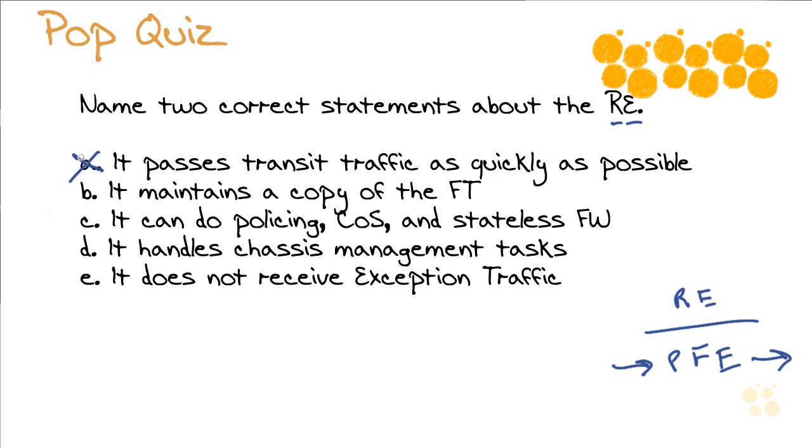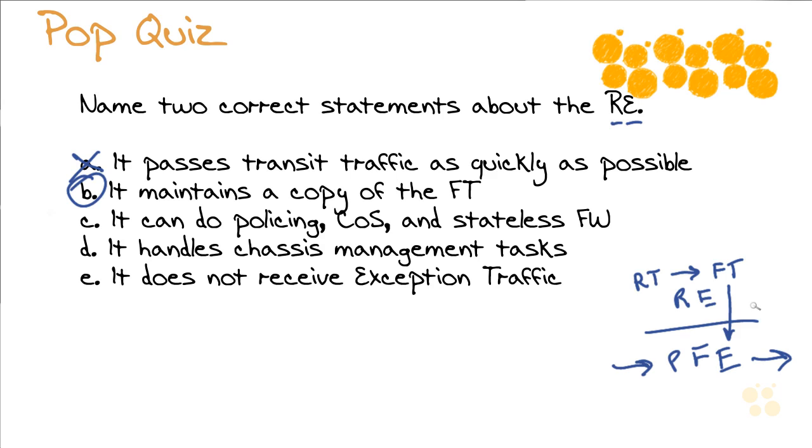B, it maintains a copy of the FT. What in the world is FT? The forwarding table. Yes, I like that. Remember, the RE does have your routing table from which it creates a forwarding table, and it sends that forwarding table down to the PFE. So it does maintain a copy of the FT.